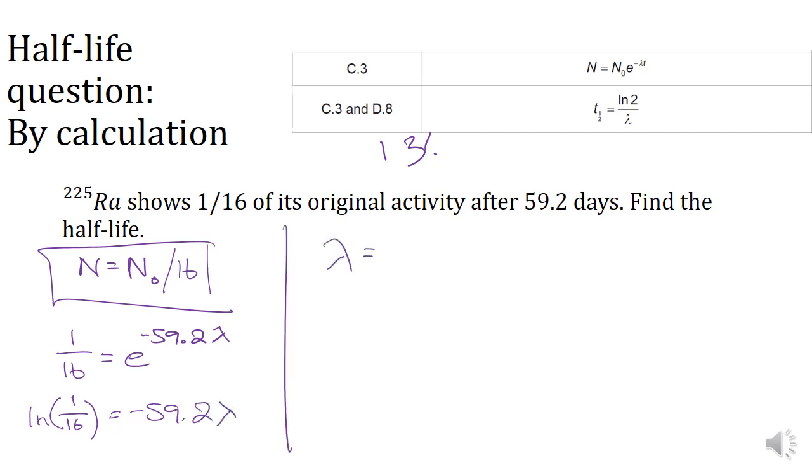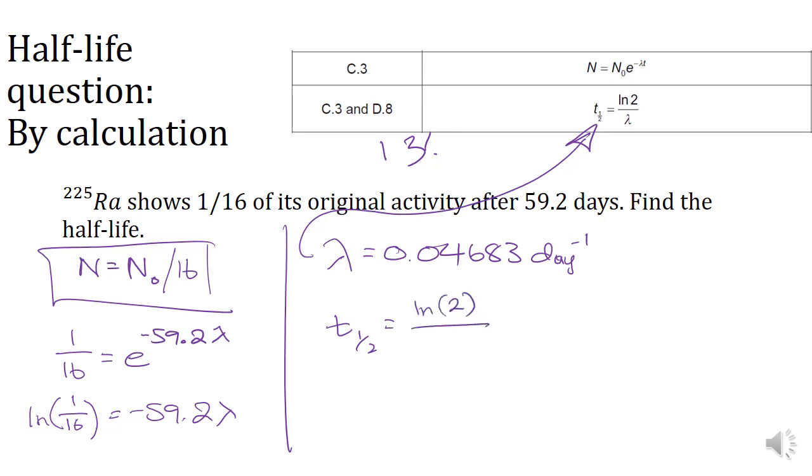Lambda would then equal, and I know I've drawn lambda differently every time I've written it down, 0.04683 day to the negative 1. So that gives us the value of lambda, which I can then substitute into this second equation here. So the half-life is equal to ln 2 divided by 0.04683, which also gives us 14.8 days.